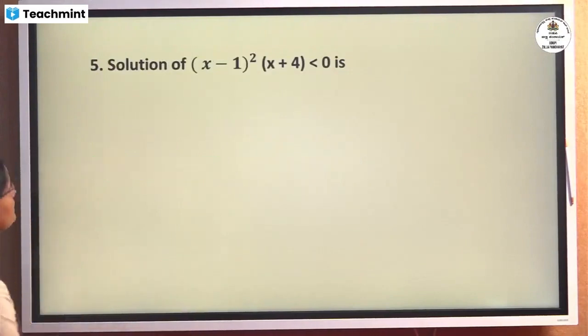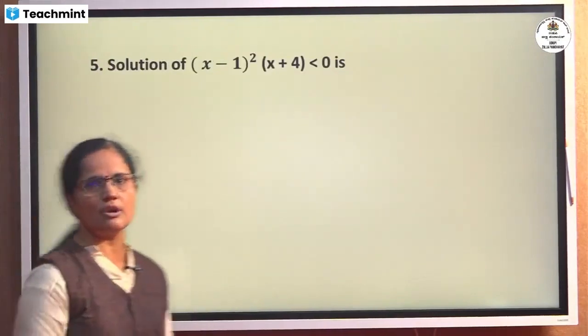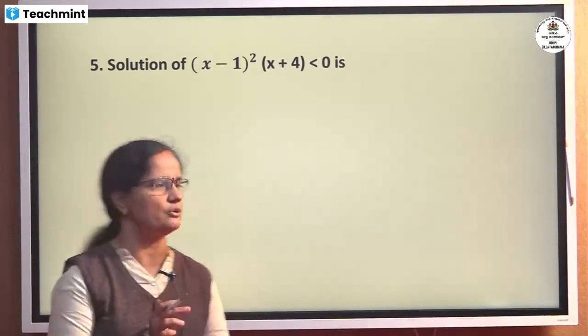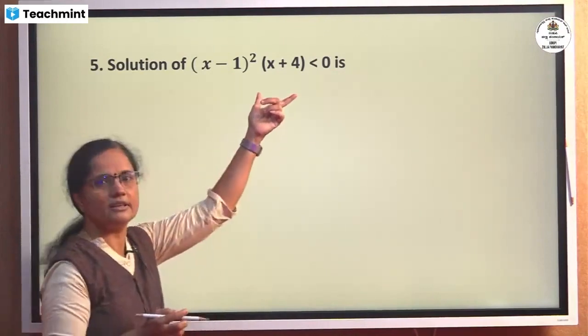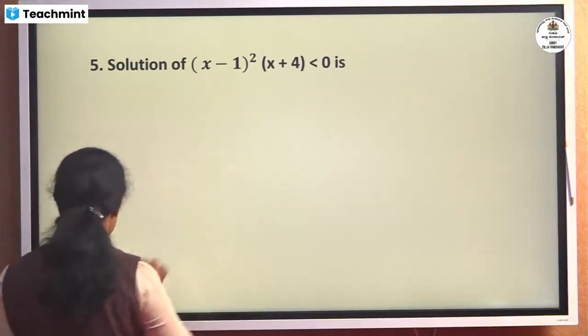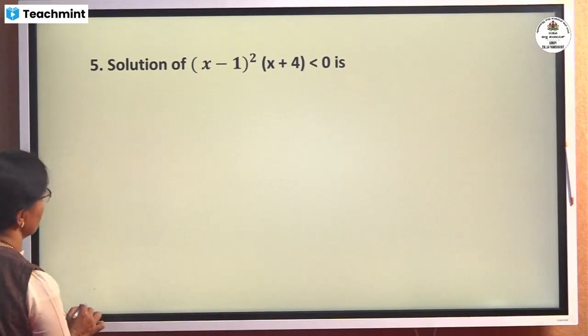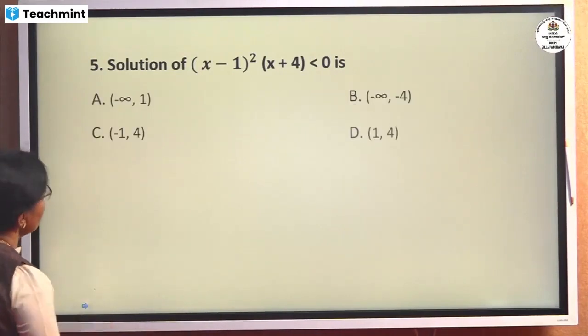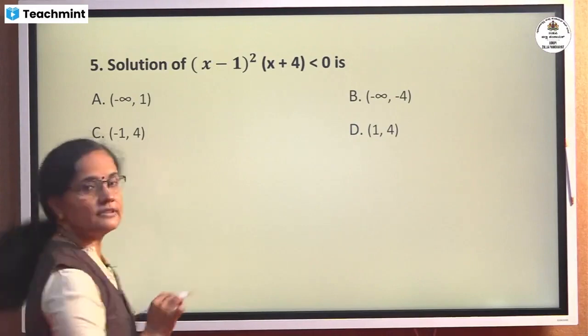Okay, let me go for the next question. Solution of (x minus 1) whole square into (x plus 4) is lesser than 0. Here also it is strict inequality. But you know something about that. We have to check the options first. What are the options given? Okay. So all these are the options.